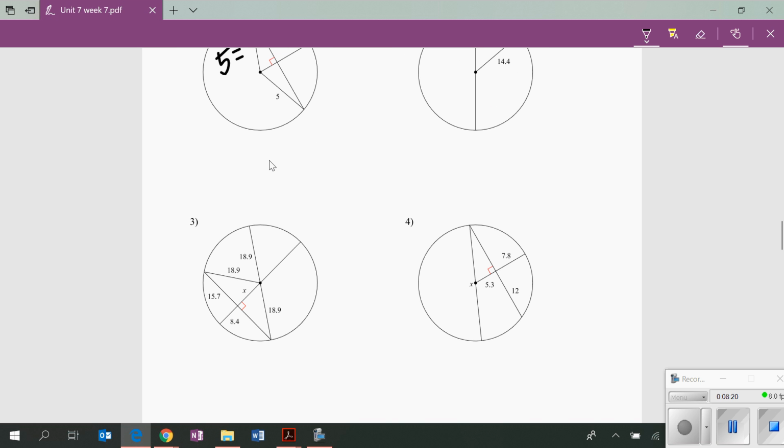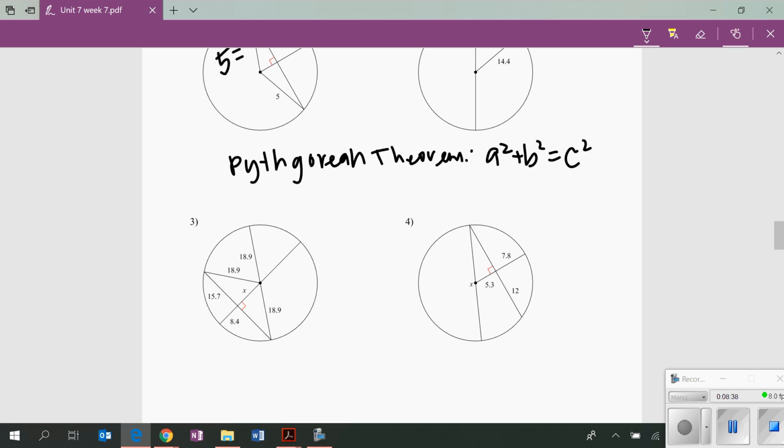Number 3 and 4, you're going to use some Pythagorean theorems. So remember the Pythagorean theorem: a squared plus b squared equals c squared, okay? Remember, A and B are your legs, C is always your hypotenuse.